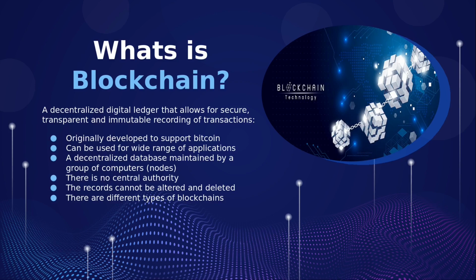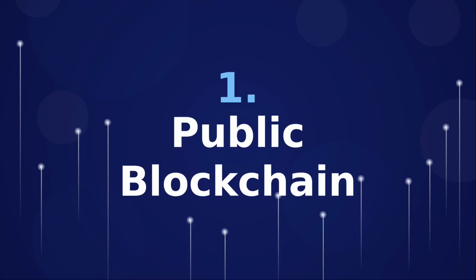Each computer on the network, or node, has a copy of the database and validates new transactions before they are added to the ledger. Once a transaction is added, it cannot be altered or deleted, creating a permanent record that is transparent and secure. There are several different kinds of blockchain, each with its own unique architecture and use cases. Here are a few of the most common types.